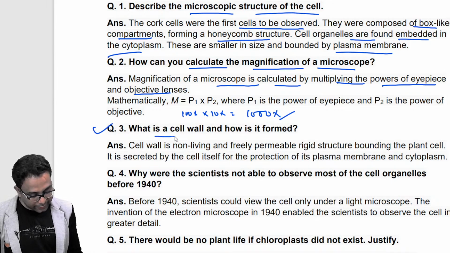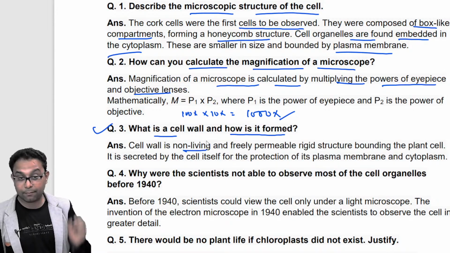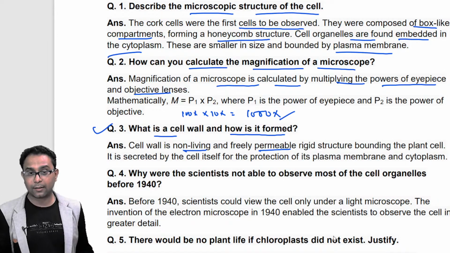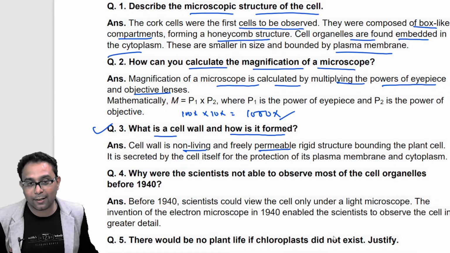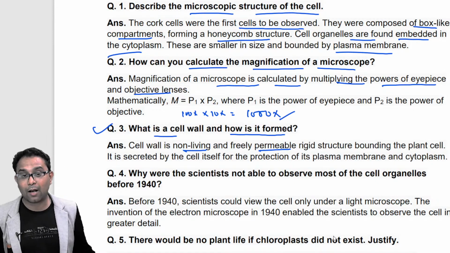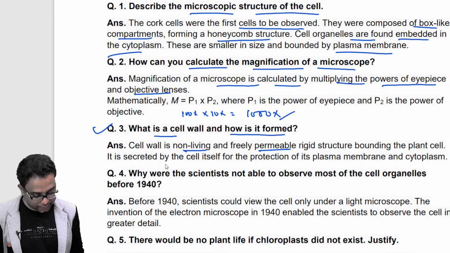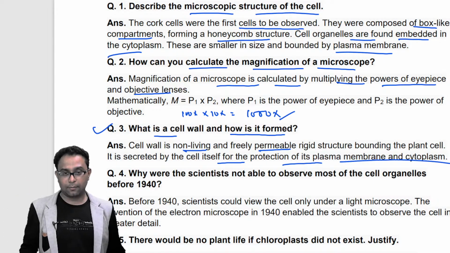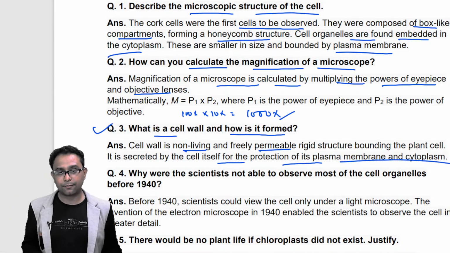Next question: what is the cell wall and how is it formed? The cell wall is non-living, please bear in mind. It is a non-living structure and freely permeable, that means all molecules can easily enter or exit through the cell wall, and it bounds the plant cell. The cell wall is not there in the animal cell, and it is secreted by the cell itself for the protection of the plasma membrane and the cytoplasm, which are present inside the cell wall.